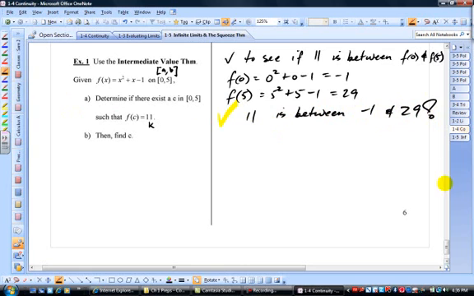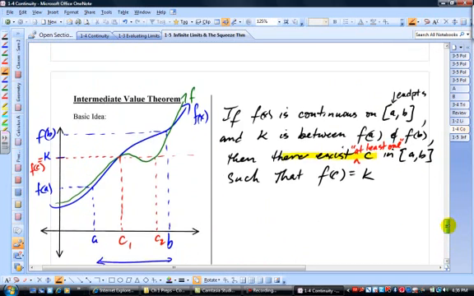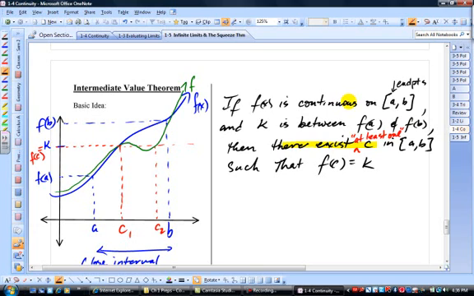Let's go back to the theorem here. We have a continuous function. I know that that quadratic is continuous because all polynomials are continuous. So that's checked. I checked to see if k is between f of a and f of b. That's good. That means the theorem implies that there exists a c, at least one of them, in that closed interval such that f of c equals k.